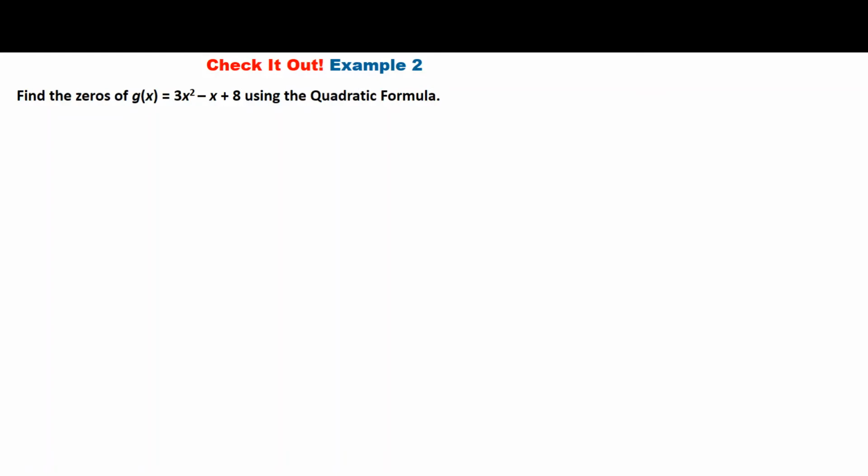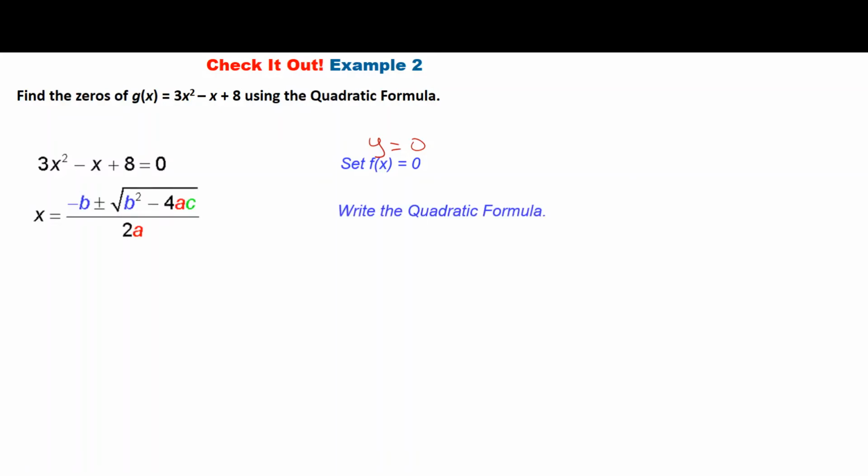All right, so it says find the zeros of g of x equals 3x squared minus x plus 8. All right, so the first thing again, since we're finding zeros, we're going to set y equals to 0 because we want to find what is x going to be when y equals 0. The next thing we want to do is write out our quadratic formula. x equals negative b plus or minus the square root of b squared minus 4ac all over 2a. There you go. All right, now we're going to substitute our a, b, and c.